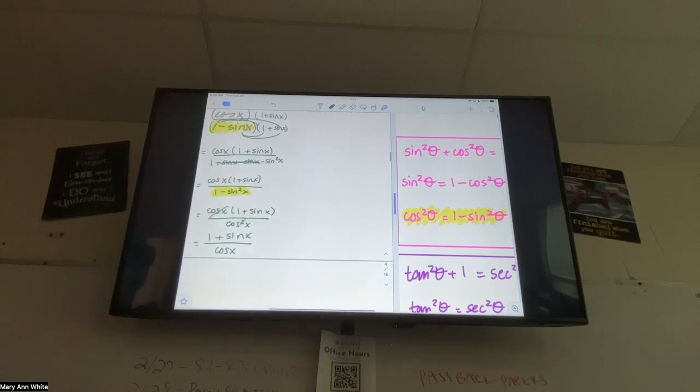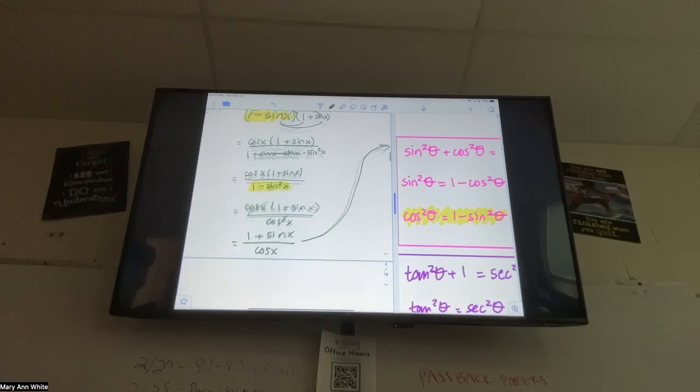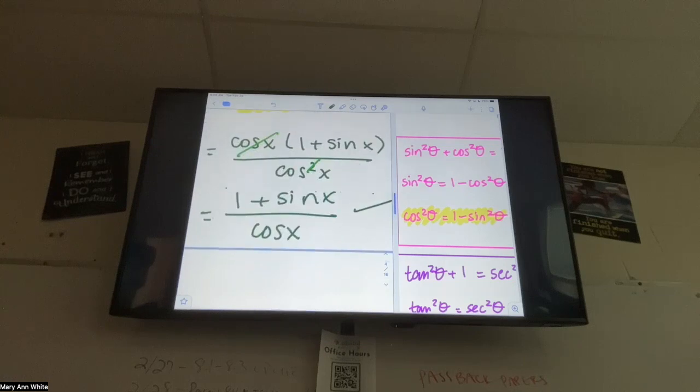I'm running out of space. I'm gonna have to come over here. So I cross out my cosines. I've got 1 plus sine over cosine. On our homework, there was one problem that we had 2 fractions and we brought them together. Right now, I've got 1 fraction. I'm going to split them apart.